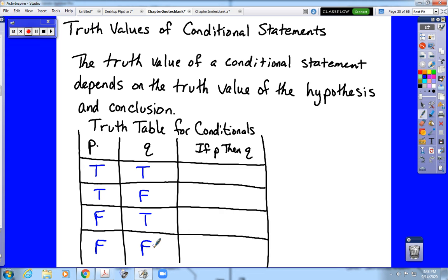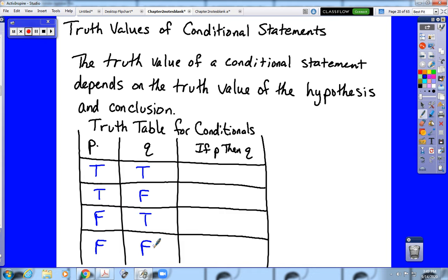These are the only 4 possibilities. There are no other possibilities that exist. It has to be one of these 4. So by filling out this table, we can always look at, well, okay, what's the truth value of the hypothesis? What's the truth value of the conclusion? And we can use that knowledge to tell us definitively what the truth value is for the overall conditional.